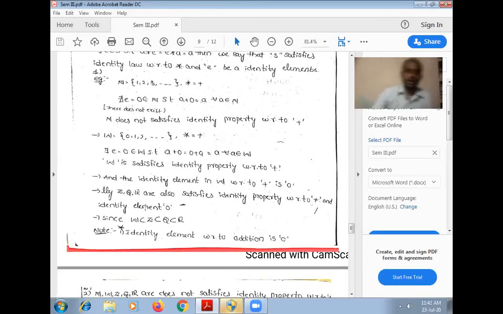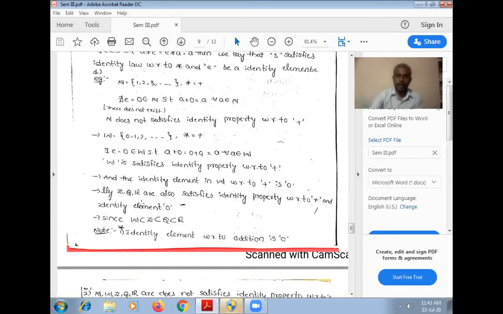So similarly we can say Z, Q, R also satisfy the identity property with respect to plus, and the identity element is 0, because W is a subset of Z, which is a subset of Q, which is a subset of R. So the identity element with respect to addition is 0.